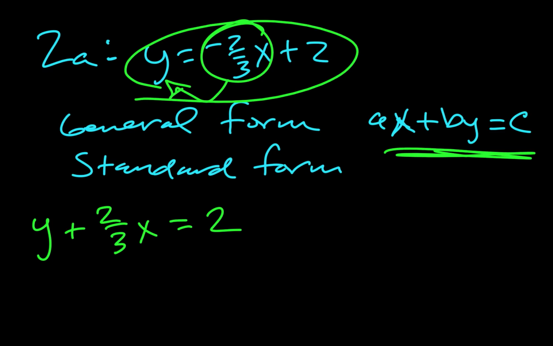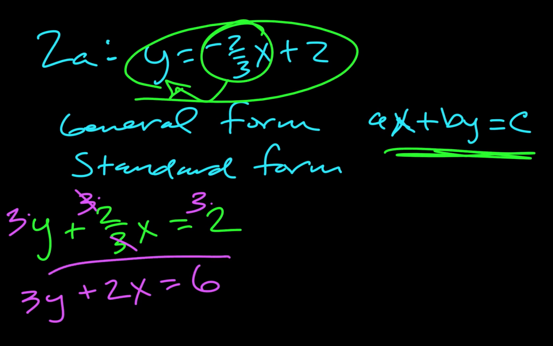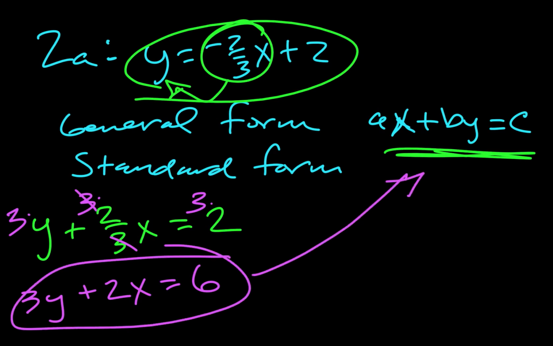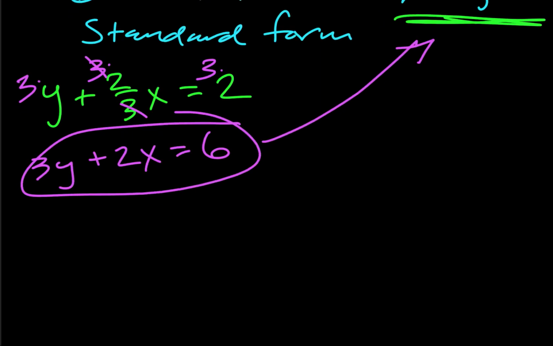Now, another part that the book is going to care about, and technically we should care about as well, is that our a and our b need to be integers. So we have 2/3 for this one. And so we want to undo that fraction. And to do that, we're going to multiply everything by the denominator. So we'll multiply everything by 3. So right here becomes 3y. This 3 cancels this 3, and so we get 2x, and then we have a 6. And so that's the real standard form, or general form, that they're looking for.